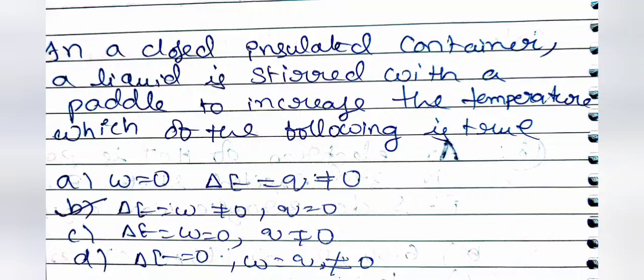Next one is from thermodynamics. In a closed insulated container, a liquid is stirred with a paddle to increase the temperature. Which of the following is true? As it is an insulated container, Q is equal to 0, no doubt. As some work has been done, definitely there is a change in internal energy. So delta E and W can't be 0.